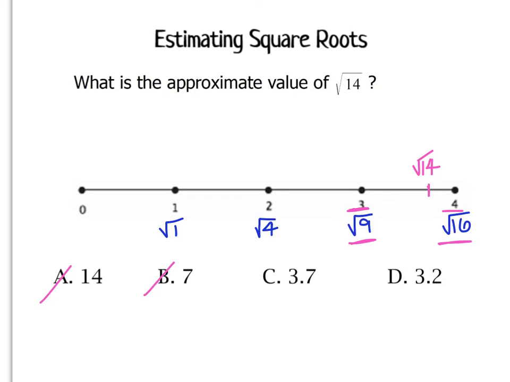So now I need to look. I have two possible answers, 3.7 and 3.2. Okay, I need to look, where did I place the square root of 14? I placed it closer to the integer 4 because 14 is closer to 16 than it is to 9. So when I think about the numbers, which one is closer to 4? 3.7 or 3.2? It's going to be 3.7.